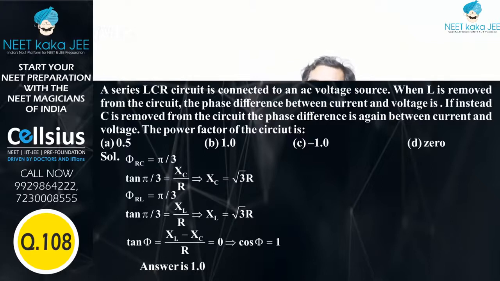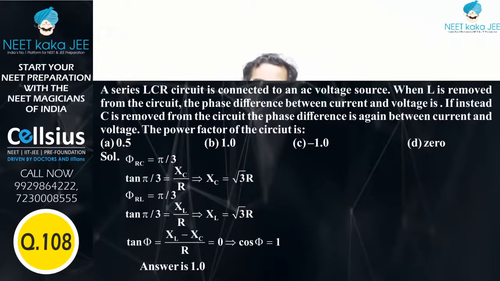So over here phi RC is given to you as pi by 3. That is, tan pi by 3 is equal to XC by R. From over here XC is equal to root 3R. Similarly for phi RL also you are going to write pi by 3. So tan pi by 3 is equal to XL by R, so XL is equal to root 3R. So tan phi is going to become XL minus XC by R, and because XL and XC are same, XL minus XC by R is equal to 0. Because it is equal to 0, therefore cos phi is equal to 1. So the answer is B over here.